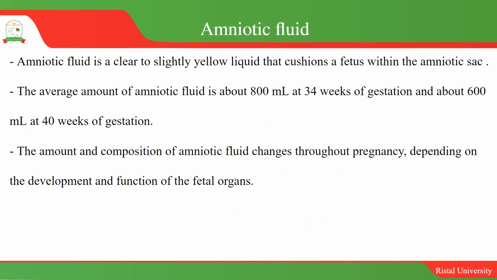The amniotic fluid is the fluid that is slightly yellowish in the amniotic cavity. It can be 800 milliliters at 34 weeks of gestation. It can reduce to about 600 milliliters at 40 weeks of gestation. This therefore means that it tends to reduce towards term. Okay.